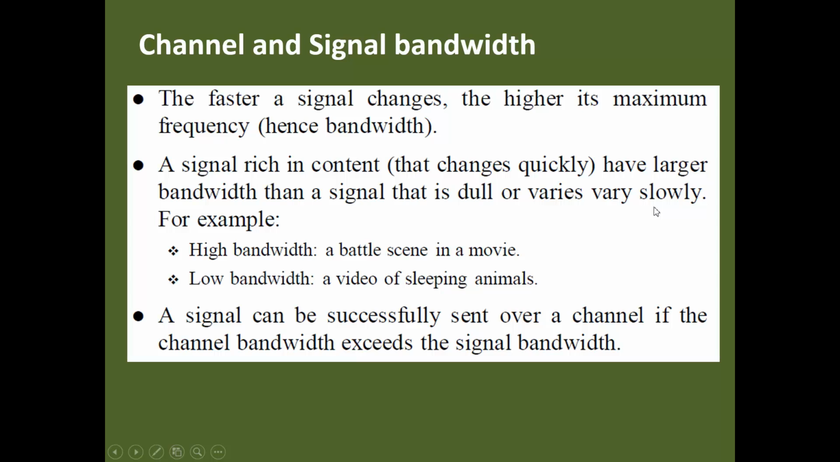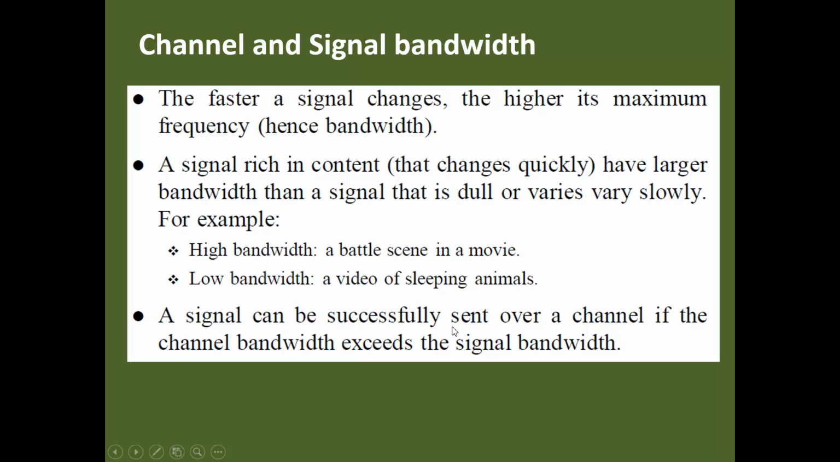These are some of the characteristics which the engineer must know, so that if we choose a certain range of frequencies of the signal, this content will be available within that bandwidth. For example, a battle scene in a movie can be a very high bandwidth signal. A video of sleeping animals, let's say, can be a very low bandwidth signal.